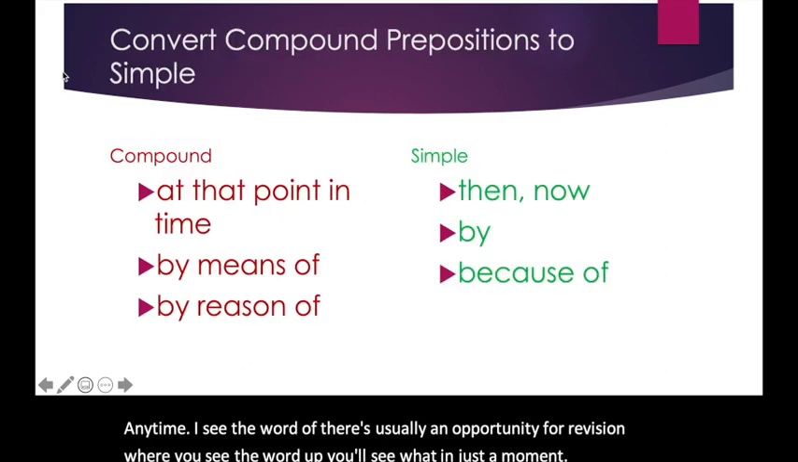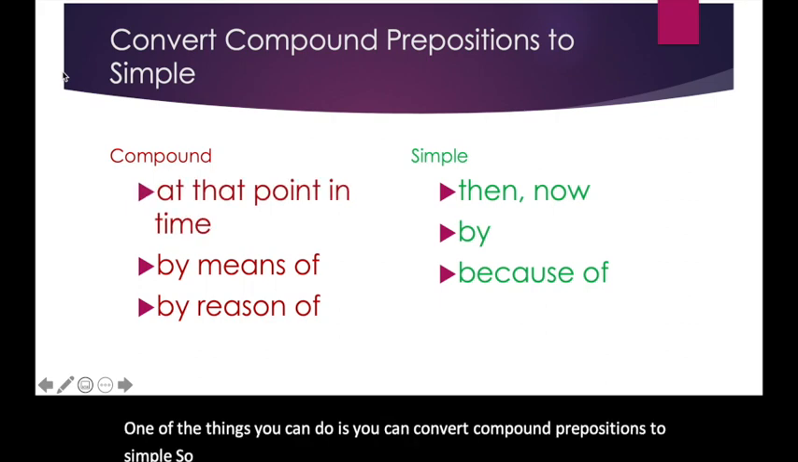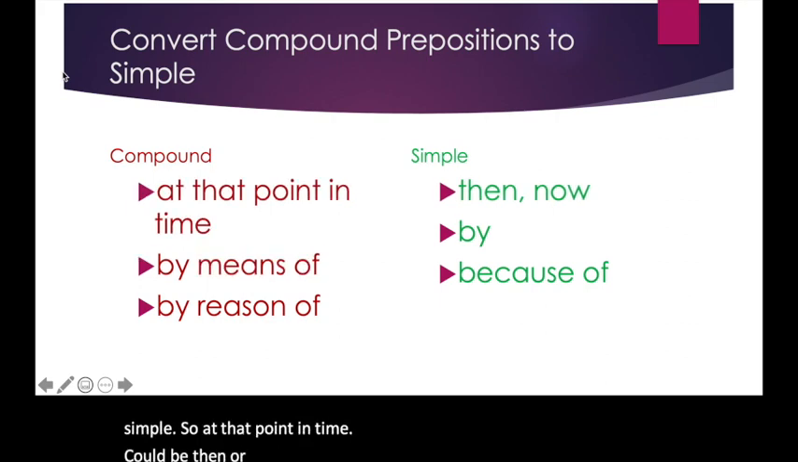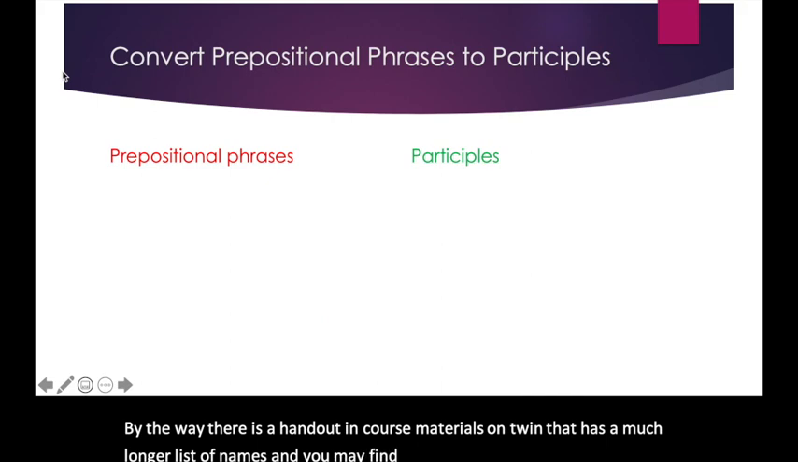So, one of the things you can do is convert compound prepositions to simple ones. So, at that point in time could be then or now. By means of could be by reason of could be because of. By the way, there is a handout in course materials on Twen that has a much longer list of these, and you may find that helpful.